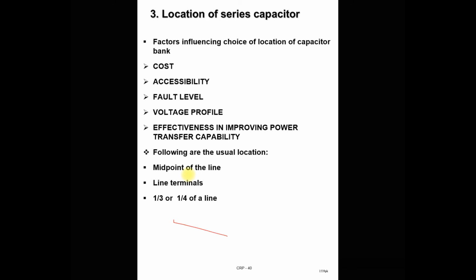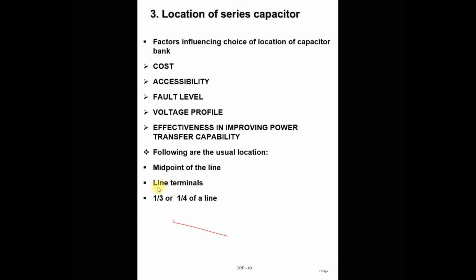monitoring and security of the series capacitor. So when you connect the capacitor in series with the line at the midpoint, the accessibility of the series capacitor for maintenance, monitoring and security is not convenient because it is connected far from the station. From this point of view it is not convenient, but from the protection point of view, the relaying requirement is less complicated if you connect the capacitor at the middle of the line.